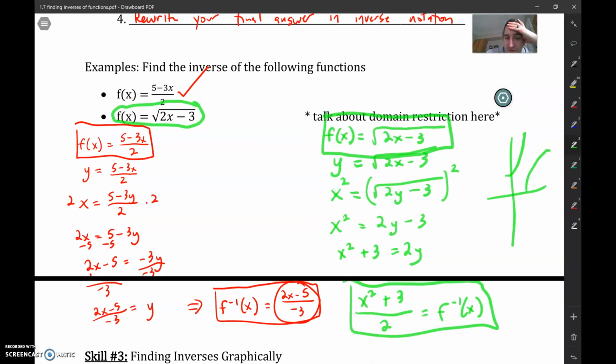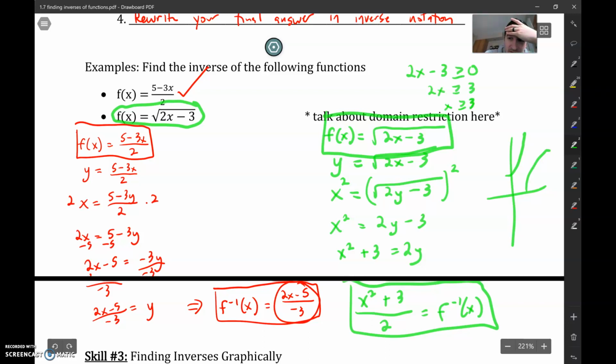See how this function is underneath the square root? That means we have a restriction. That means that 2x minus 3 has to be greater than or equal to 0. And we have to solve that again for our domain. And x has to be greater than or equal to 3 over 2. So we have to include that in our domain to remind us that we can't have an x that's less than 3 over 2, or else we're going to get a negative underneath the square root. We cannot have negatives under the square root.